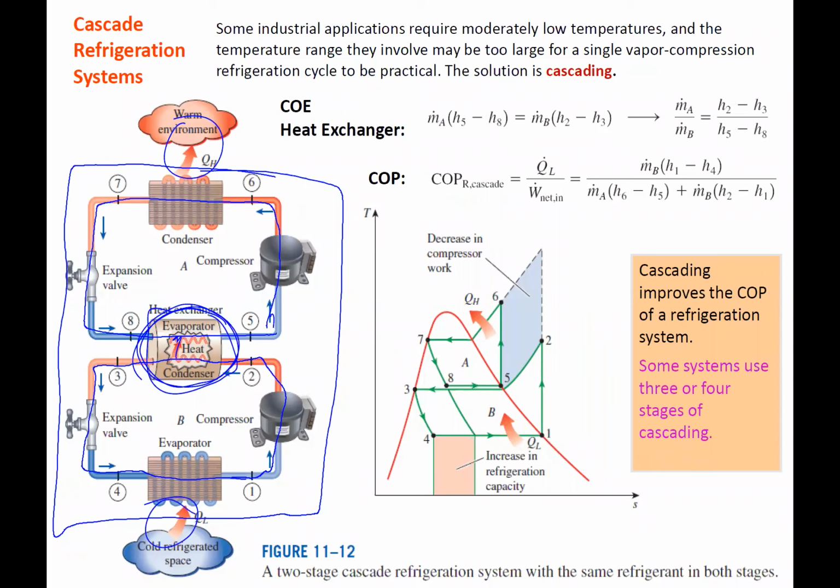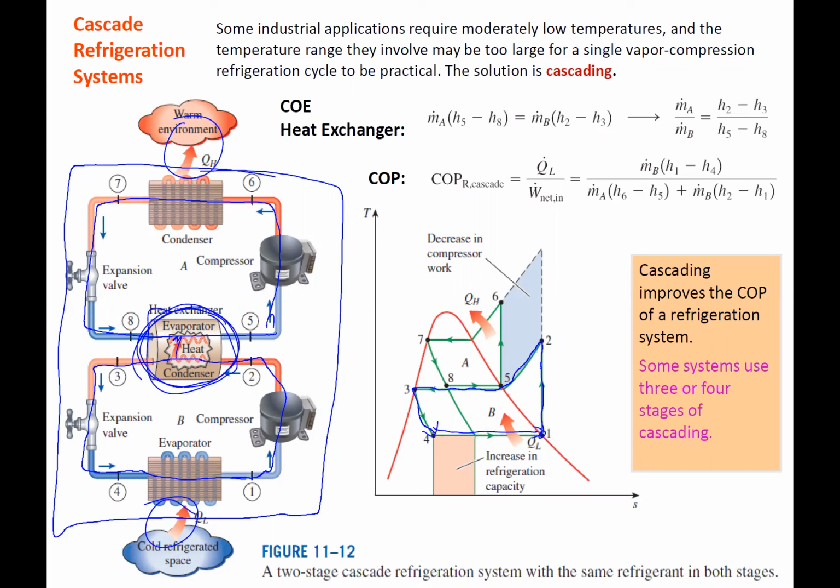All right, so what does that do to performance? If we start at state 1, we go through the bottom cycle, we have 2, we go to 3, we go 4 through our valve, and then we go to 1.